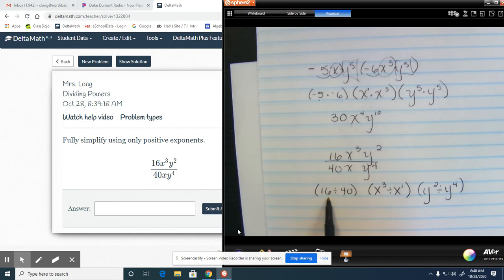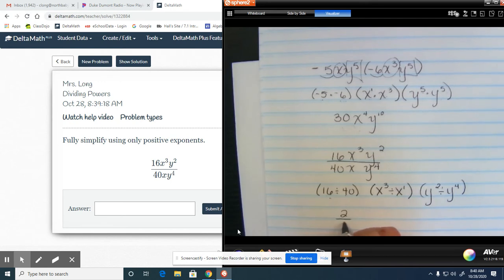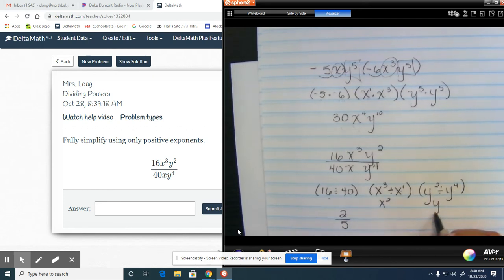For me, I'm going to simplify this. I know I can divide 16 and 40 both by 5 and get 2 over 5, not 5 by 8. I meant 16 divided by 8, 40 divided by 8. So my x's, when you're dividing, keep the base, subtract the exponents. So this will give me x squared, and this one will give me y to the -2.